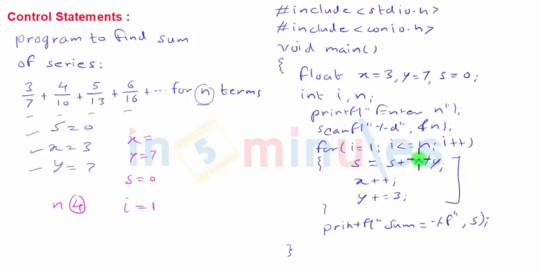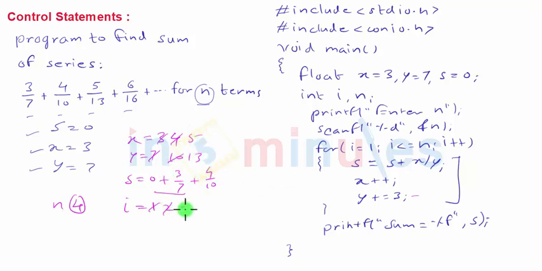Sum is equal to sum plus, that is 0 plus 3 by 7. Then x plus plus, x becomes 4. Then y plus 3, y becomes 10. Again the loop repeats, i becomes 2, sum is equal to sum plus, that is this plus 4 by 10. Again x plus plus, x becomes 5, y increments to 13.